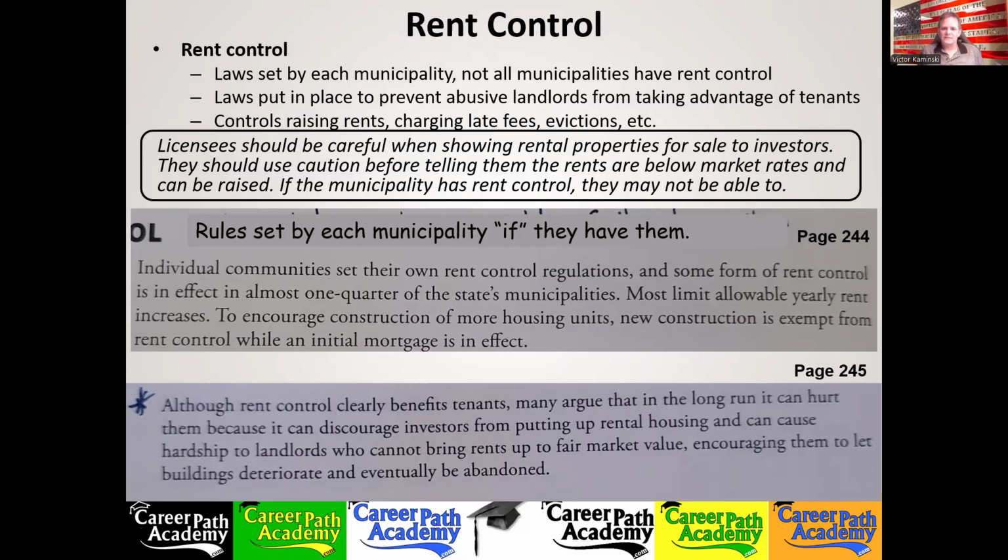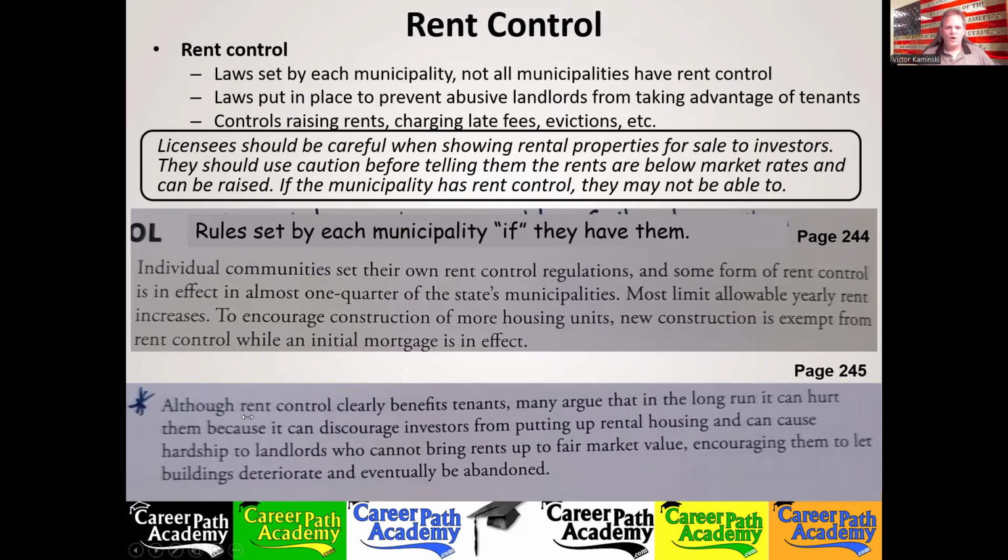they're collecting. So individual communities set their own rent control regulations, and some form of rent control is in effect in almost 1/4 of the state's municipalities. Most limit allowable yearly rent increases. To encourage construction of more housing units, new construction is exempt from rent control while an initial mortgage is still in effect on the property.